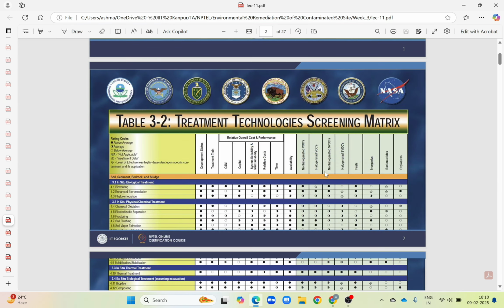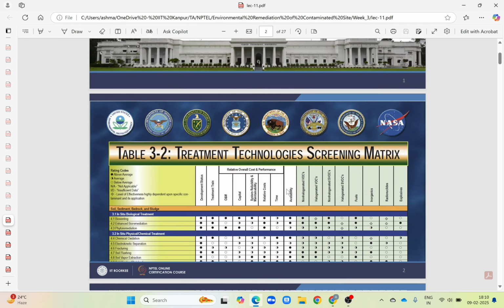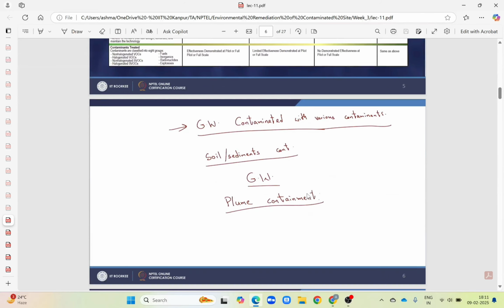So this table shows the treatment technologies, and different screening methods have been used based on the cost and based on the type of contaminants. So next, the contaminants in the groundwater can be present in the aqueous phase, like in the water, or they can be present in the soil or sediments.